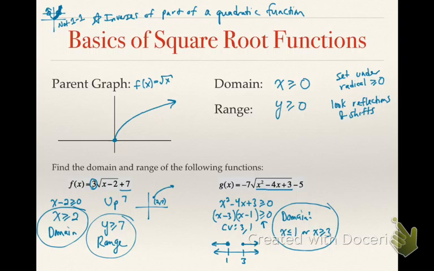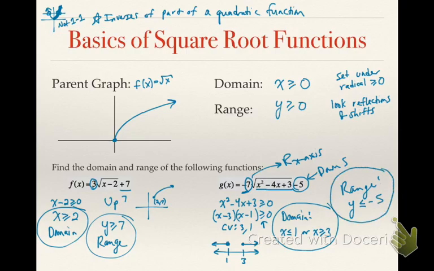Now if you look at the y's, shifting and reflecting, the dilation of 7 is not going to affect the y's, but the negative means there's a reflection through the x-axis, which means that it's pointing down, and then we went down 5. So for the range of this particular function, it's going to be y is less than or equal to negative 5. Less than or equal to because it was reflected through the x-axis, and negative 5 because it went down 5. And if you were to plot this in your calculator, you'll notice you get a graph that looks something like this.